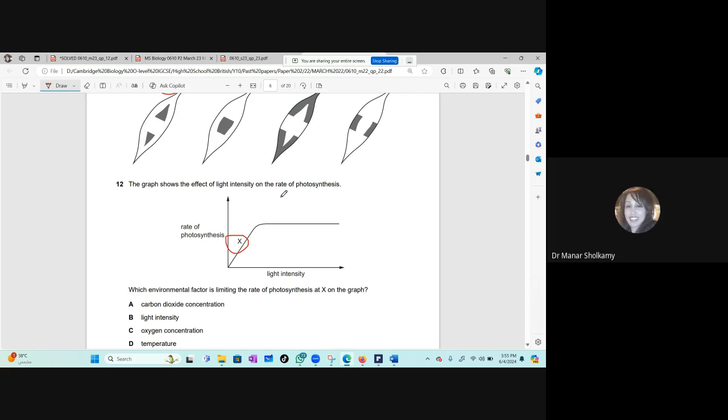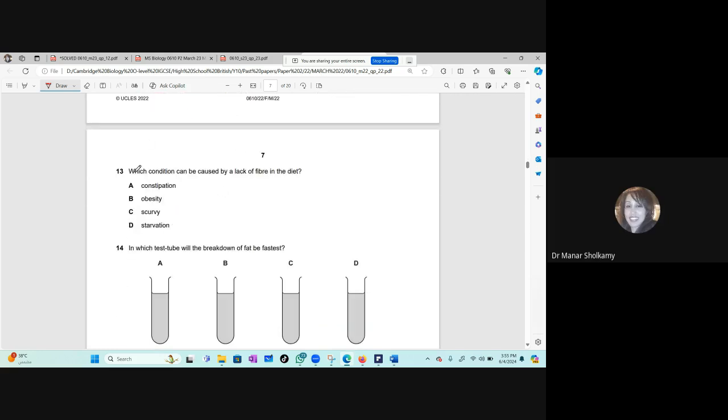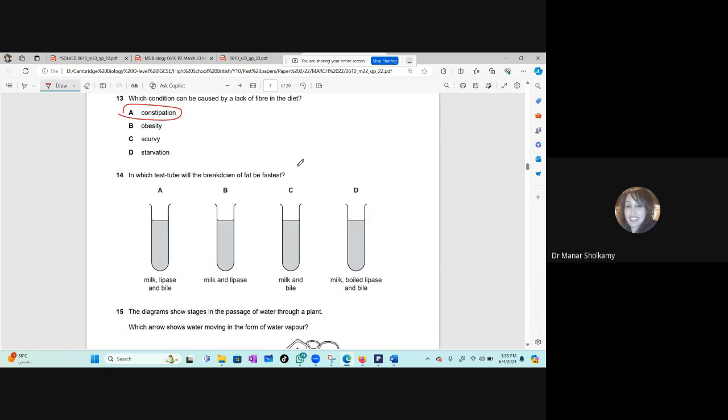Light. Of course, it's light. I hope you both understand why. 13. Which condition can be caused by a lack of fiber in the diet? A. Yes, A. In which test tube will the breakdown of fat be the fastest?